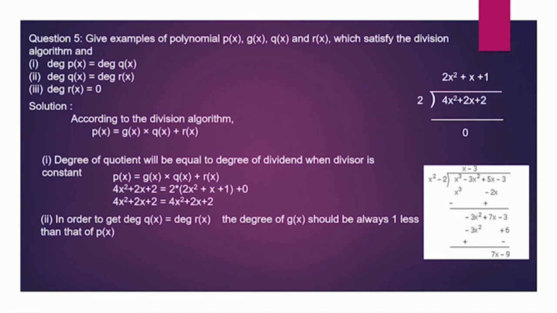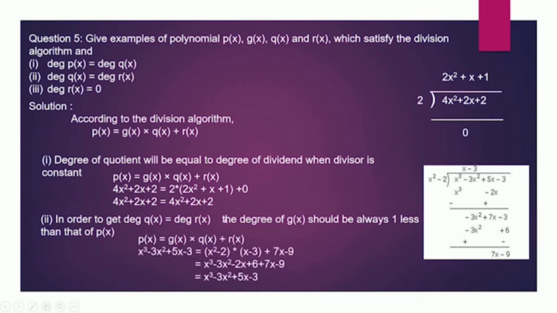Okay, to check for the division algorithm, p of x equal to g of x into q of x plus r of x, we have p of x as x cube minus 3x square plus 5x minus 3, which is equal to g of x, that is x square minus 2, into q of x, that is x minus 3, plus r of x, the remainder that we have, 7x minus 9. Okay, by multiplying x square minus 2 into x minus 3 we will get x cube minus 3x square minus 2x plus 6. Okay, this 7x minus 9 we will write as it is.